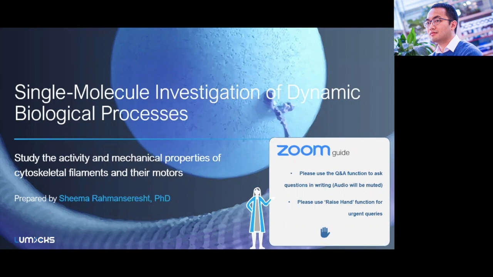The topic of today's seminar is deciphering the activity and mechanical properties of cytoskeletal filaments, their motors, and their role in cellular mechanobiology.